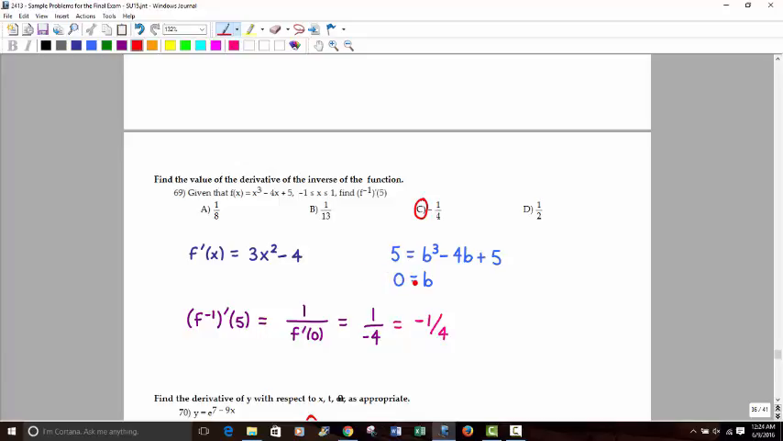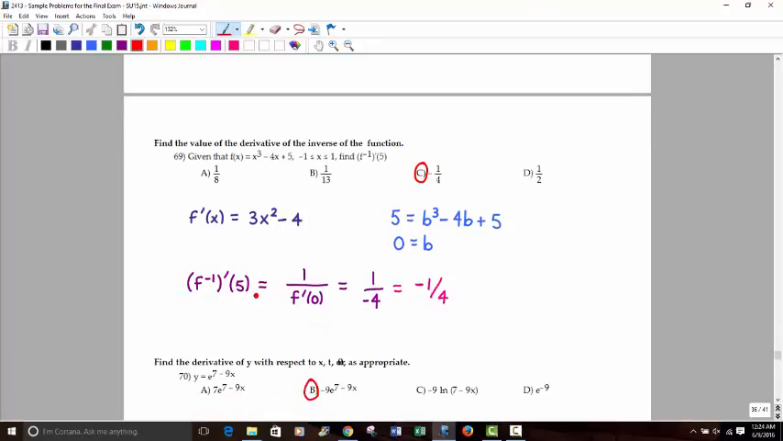Now, if the b is 0, that means the derivative of the inverse at 5 would equal 1 over the derivative of the original function at 0. So the derivative of the original function is 3x squared minus 4. If you put 0 in there, that would give you -4. So the derivative would be 1 over f prime of 0, so it would be 1 over -4. Therefore, it's -1 over 4. So it's answer C.